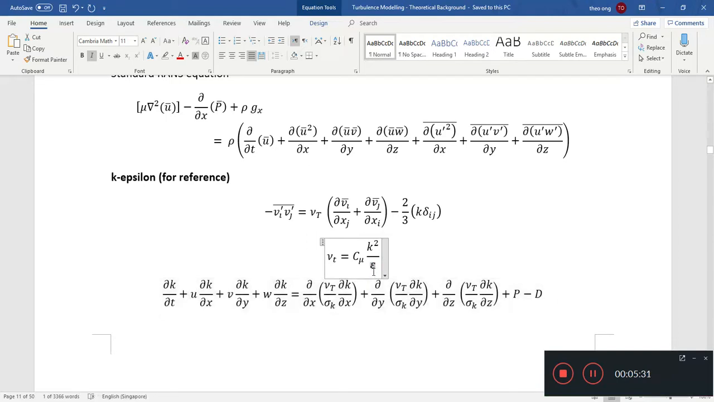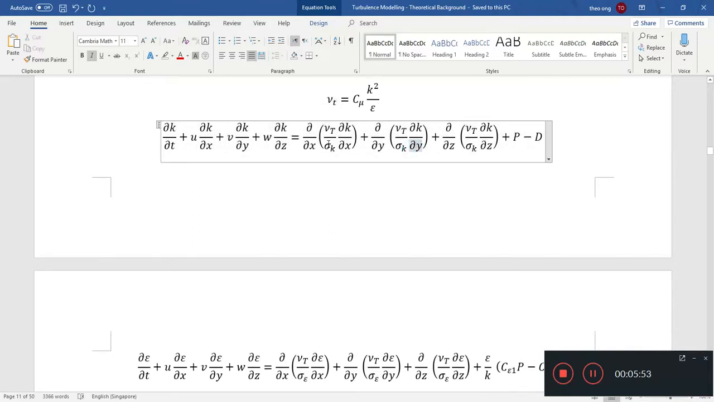The more turbulent kinetic energy is being dissipated into heat, which is represented by this epsilon, the rate of dissipation of the turbulent kinetic energy, the less turbulence viscosity you have, because there's less turbulence. Okay, so this is what we use to model turbulence.